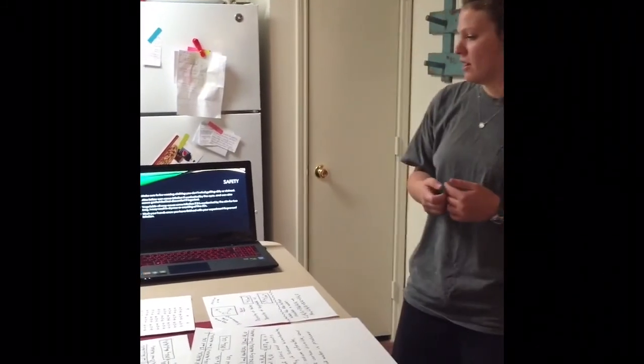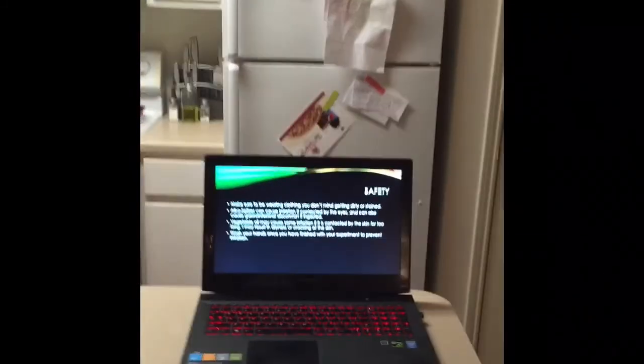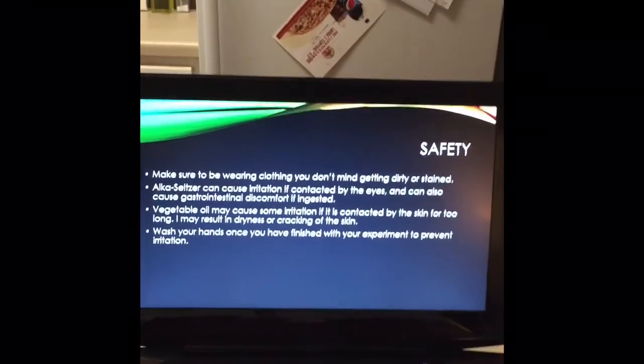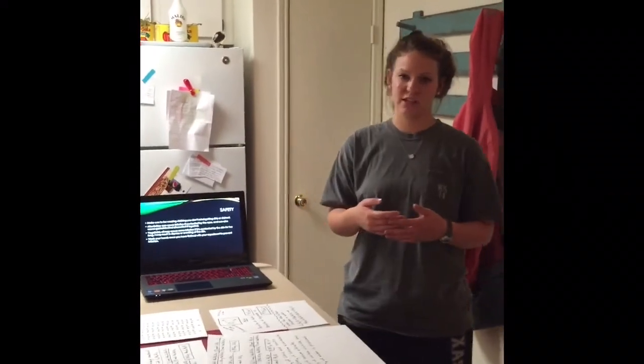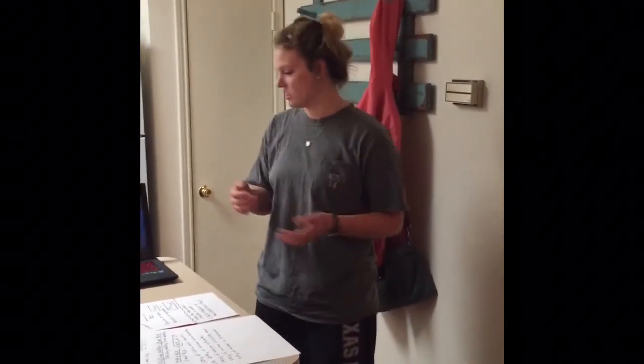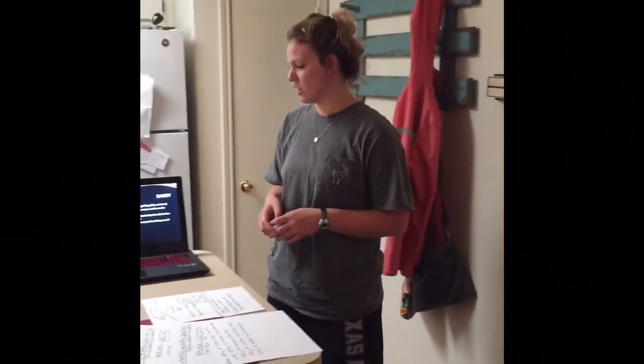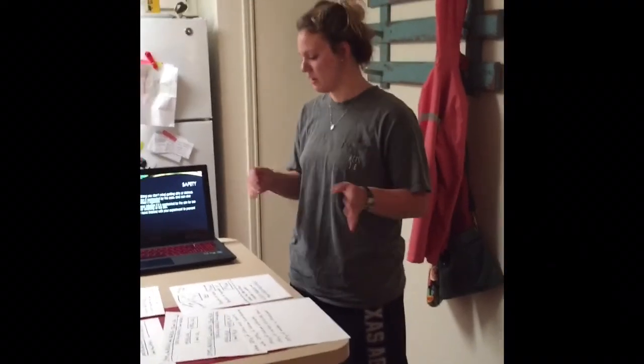For safety today, make sure you're wearing clothes that you don't mind getting dirty or stained. Food coloring will stain your clothing if it comes in contact with your clothes, so use your own judgment on that one. Alka-Seltzer tablets can definitely cause irritation. If not dissolved in water before being ingested, they can cause intestinal discomfort, so just watch out for that. Also, vegetable oil can cause irritation of the skin if contacted for too long. It's not very hazardous, but it will make your skin dry or crack. So make sure you wash your hands after you're done with the experiment to not worry about any of those things.